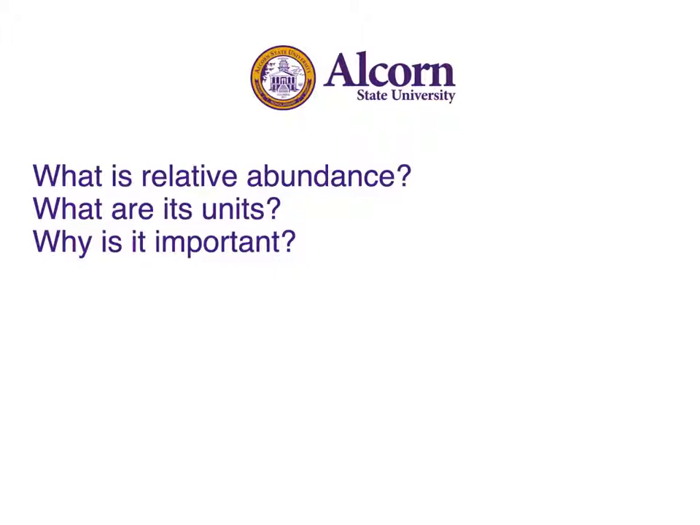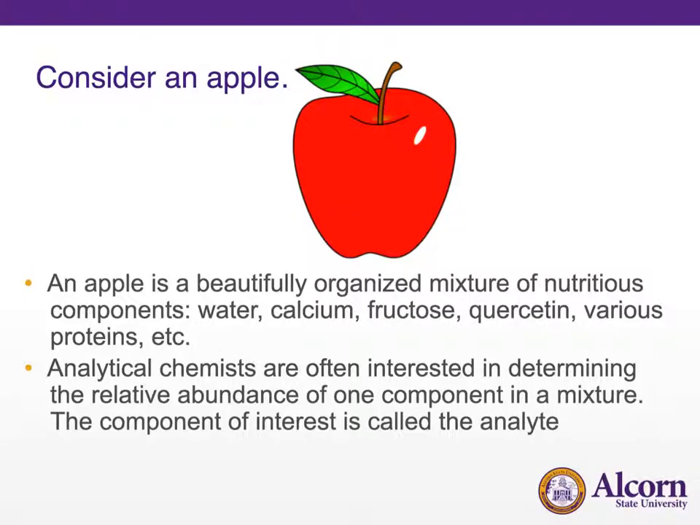So now let's move on into actually describing relative abundance. Before we do that, the module gave you a scenario where it asks you to consider an apple. An apple has a lot of wholesome, nutritious components, and they're all present in the apple. You've got proteins, a little bit of fructose sugar, water, and quercetin, which we just talked about. You've got all kinds of vitamins and minerals that are all a part of the apple.